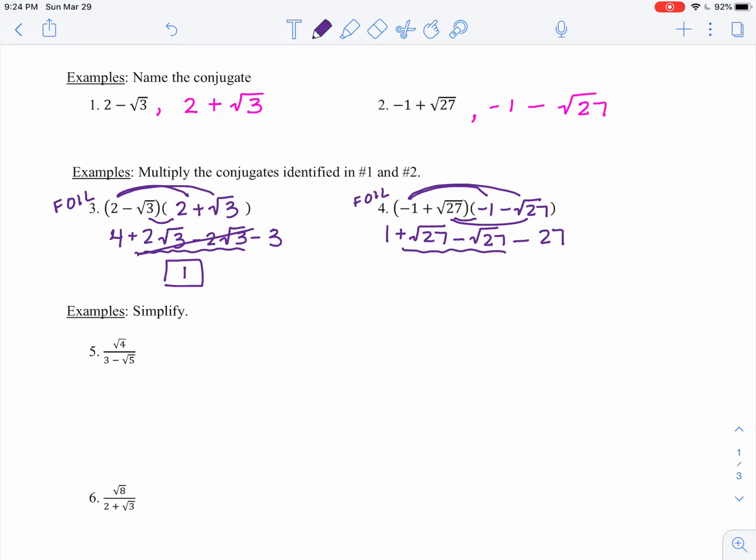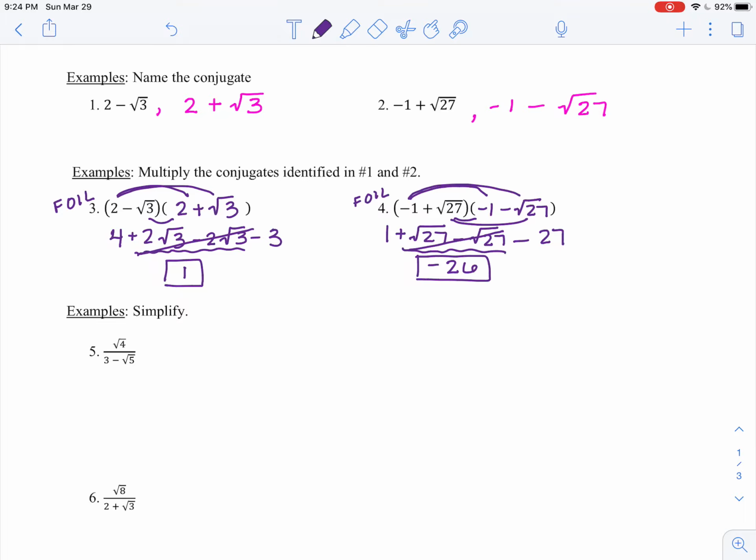Our middle two terms again are going to combine. Square root 27 minus square root 27 cancels out. And then 1 minus 27 is negative 26. Notice that when we FOILed each of these pairs of conjugates, the middle terms always canceled. That will happen every time you multiply conjugates. Also notice that the middle terms were the only ones that had radicals, so all of our radicals disappeared. This is why we're going to use conjugates in order to get rid of radicals in the bottom of a fraction whenever we have a binomial.